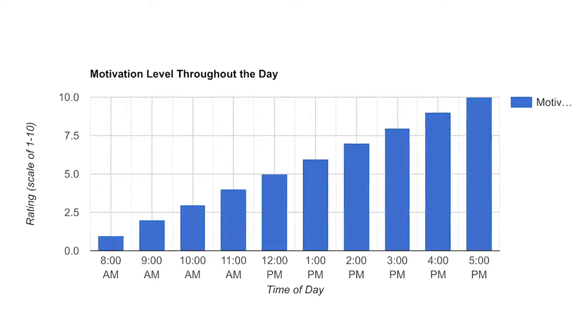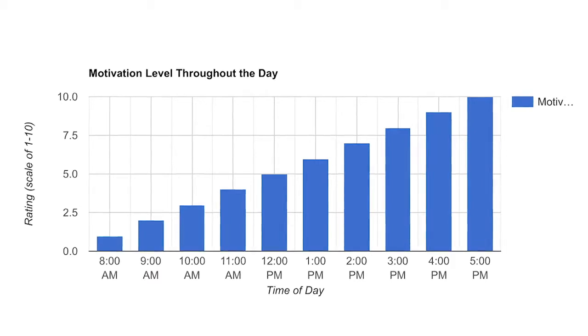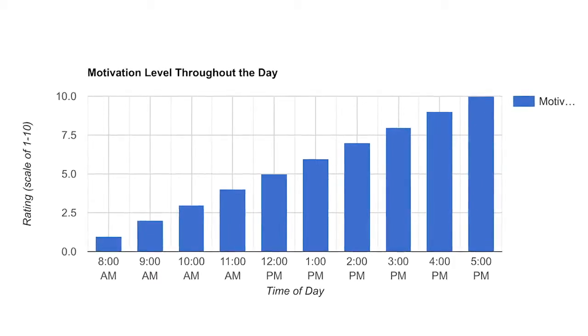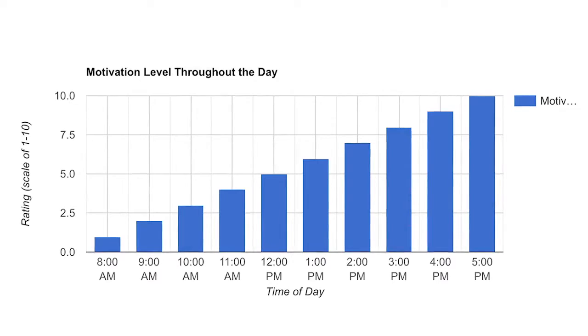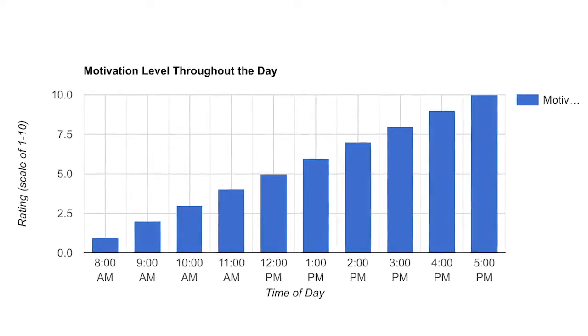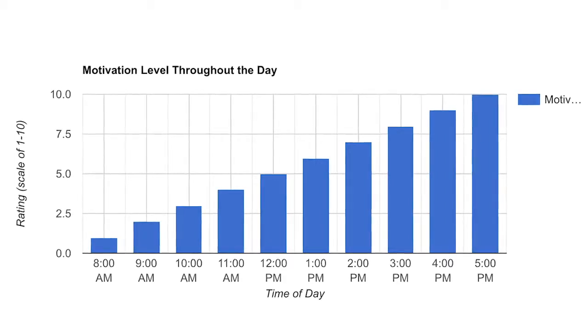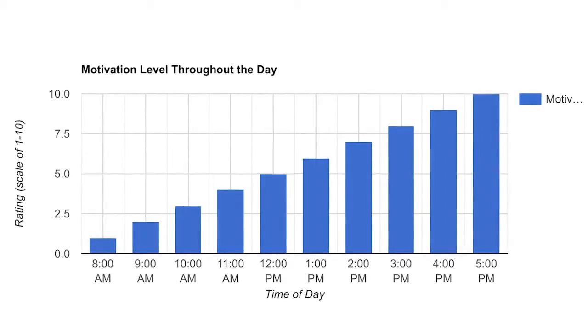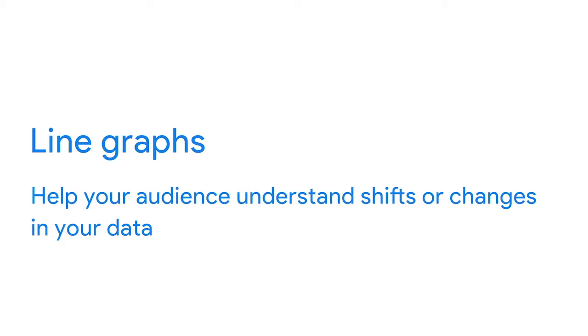Bar graphs are a great way to clarify trends. Here, it's clear this person's motivation is low at the beginning of the day and gets higher and higher by the end of the workday. This type of visualization makes it very easy to identify patterns. Another example is a line graph. Line graphs are a type of visualization that can help your audience understand shifts or changes in your data.